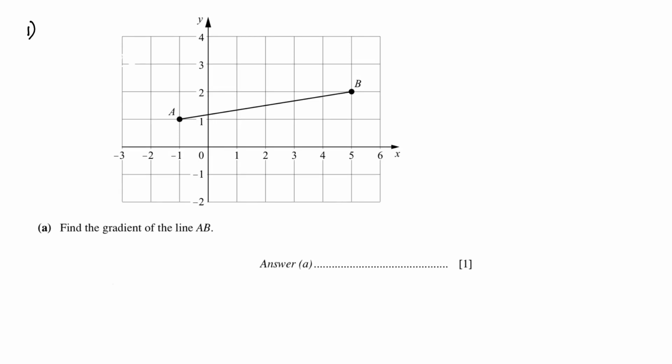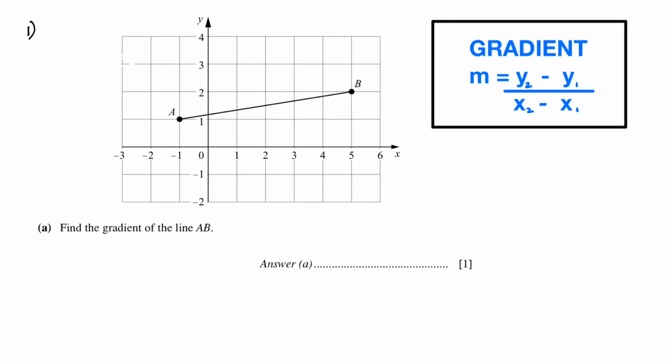So the first question, we have been given a grid and 2 points are given to us and they are joined together. We have to find the gradient of the line AB. To find the gradient, you know that we are going to use the formula m is equal to y2 minus y1 over x2 minus x1. First, we'll write down the points A, look at the x value first, negative 1, and then the corresponding y value is 1. So you have negative 1 and 1. And then for B, we have 5 and 2. We write the x first and then the y. 5 and 2 is our B.